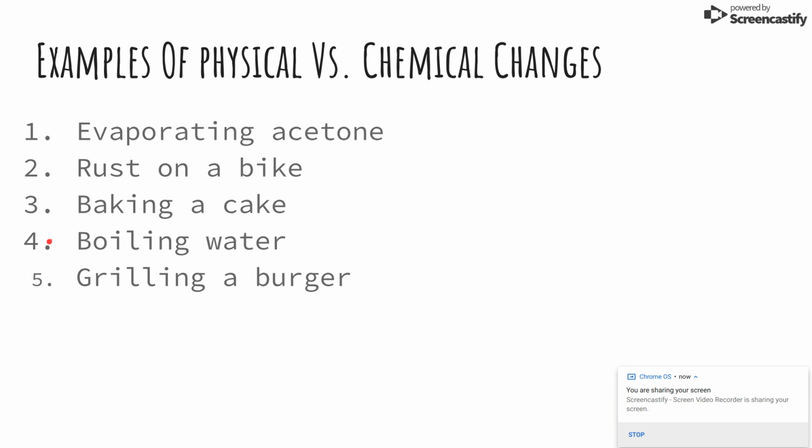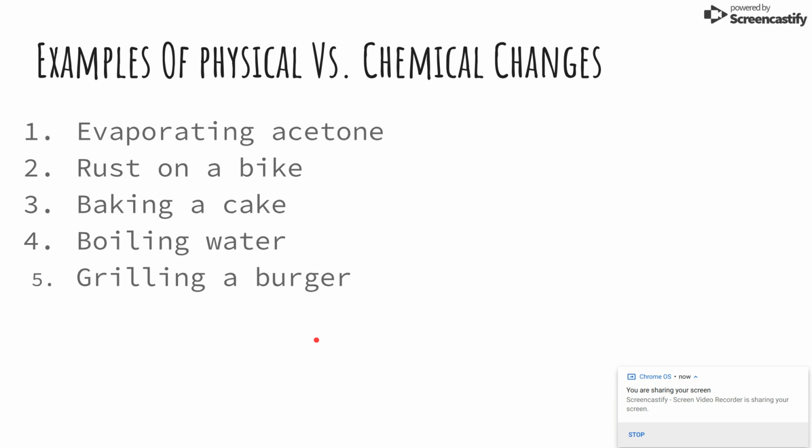And then number 4, we have boiling water. Boiling water is physical because when you boil it, you might see some little steam coming off the water and the water level may decrease a little bit in the pot. That's because it's just a liquid turning into a gas due to the heat. So that is not a chemical change. That is definitely physical. And then the last one, grilling a burger, is also a chemical change.